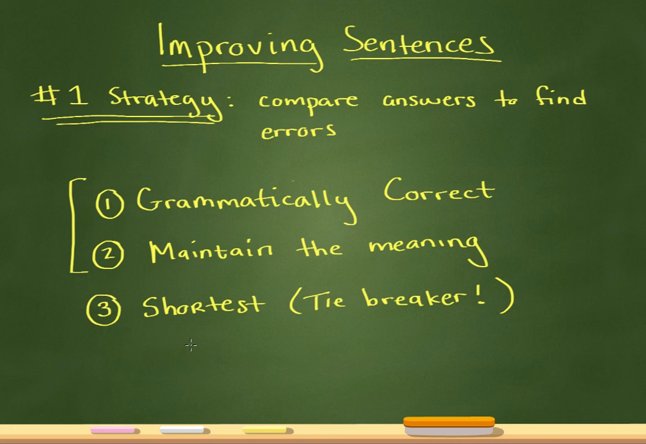So that's generally how you should approach the improving sentence questions. First things first, compare answer choices. Make sure that the answer is grammatically correct and maintains the meaning. And if you're between any, just pick the shortest.